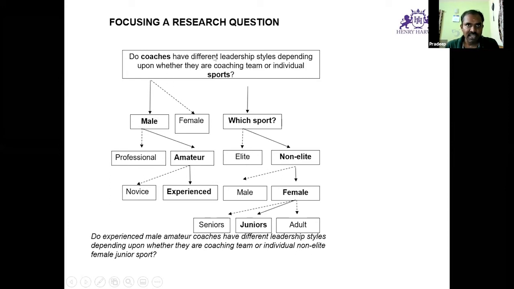For example, we can have one example. The first example is: do coaches have different leadership styles depending upon whether they are coaching team or individual sports? So it is not very narrow. We can further categorize or drill it down. Whether it is male or female, whether it is professional or amateur, which kind of sport, whether it is elite or non-elite. When it comes to the amateur, whether it is novice or experienced. When it comes to the female, whether it is seniors, juniors, or adult.